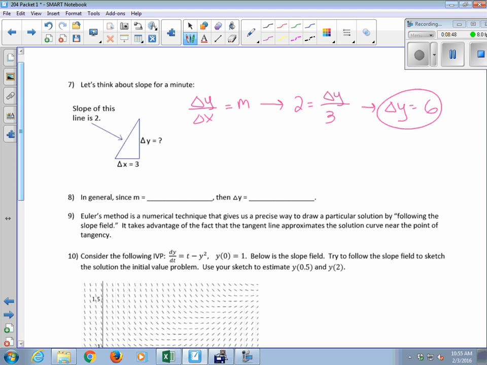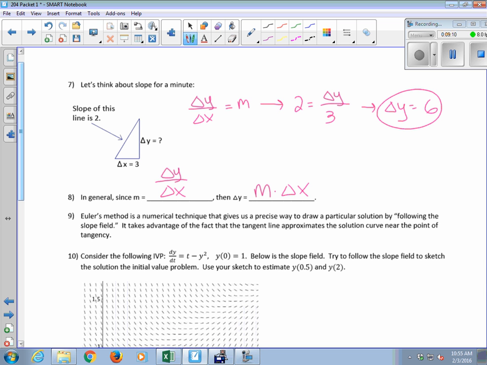So in general, since slope is change in y over change in x, then the change in y you can also always get by doing your slope times your change in x. Just a simple algebraic manipulation there. Change in y is always slope times change in x.